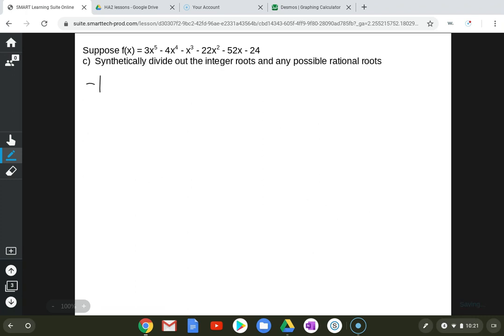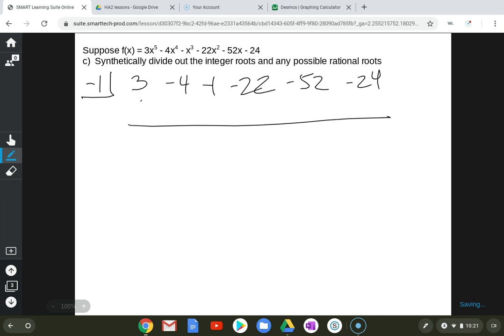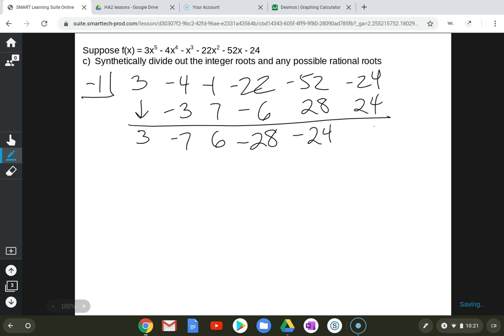I'm going to start by dividing out the -1. So I list my coefficients going across. And I put a line, bring down the 3, multiply up, add down, multiply up, add down, multiply up, add down, multiply up. Let's see, what is that? 24, add down, -24, yep, and 0, and that's my remainder.